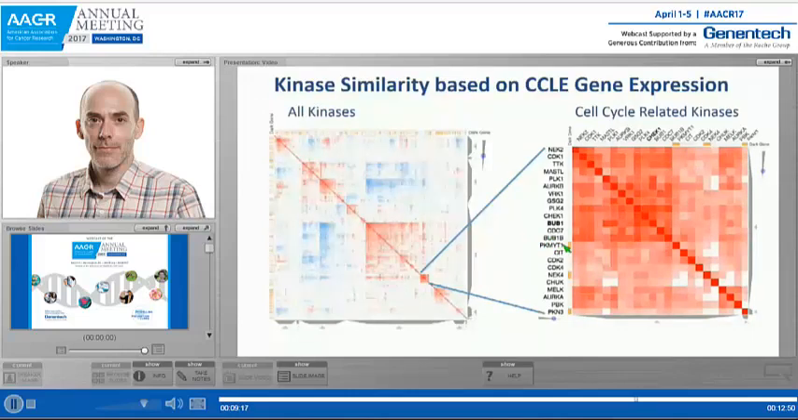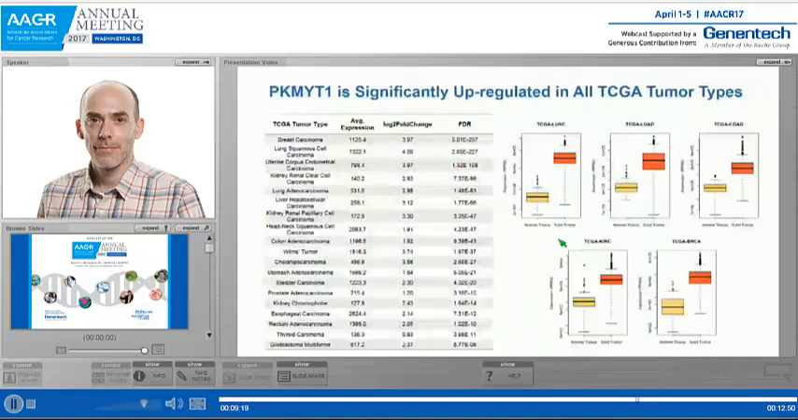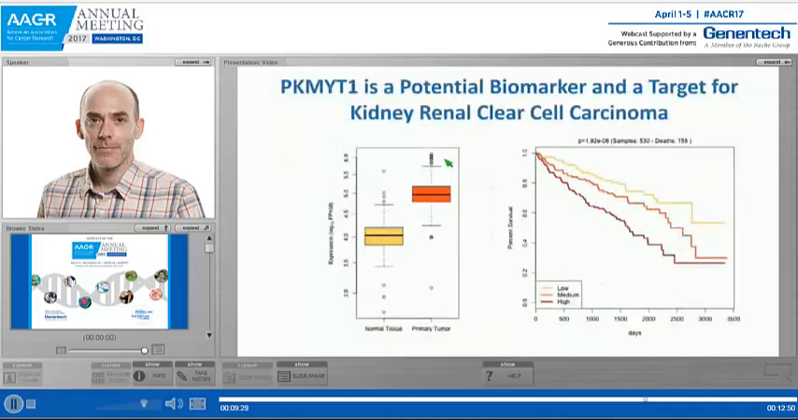So this particular kinase, PKMYT1, is a kinase that we don't really know much about, but when we looked at TCGA, we see that it's upregulated in all cancers in TCGA when compared to normal. And for some cancers, it's also a really good biomarker for survival analysis. So this particular kinase by itself could already tell you about survival, and because it's in the cell cycle and upregulated, it's probably a good target.